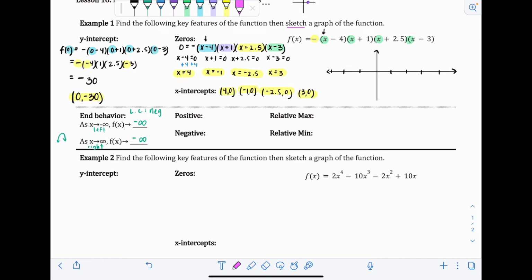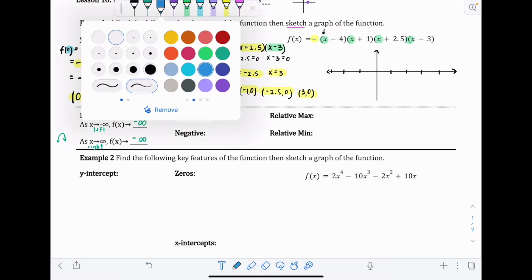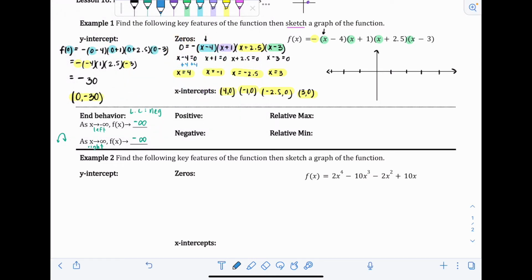So we can go ahead and put our zeros on the function. There's one at x equals 4. Sorry, this was 1 and negative 1. There's one at x equals 4, and then x equals negative 1, negative 2.5, so halfway between negative 2 and negative 3. And then there is another one at x equals 3. So this is negative 2.5, this is 3, this is 4.